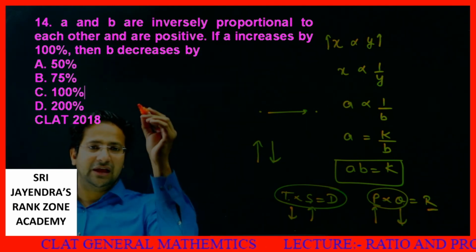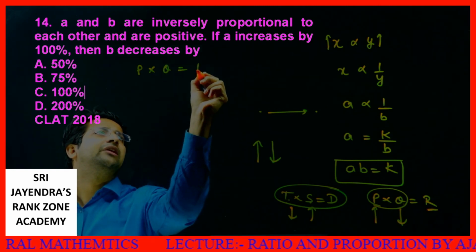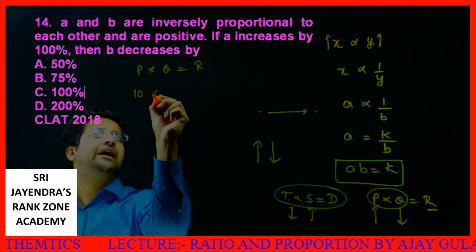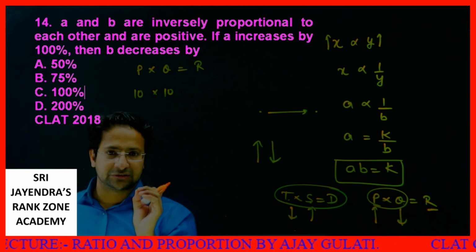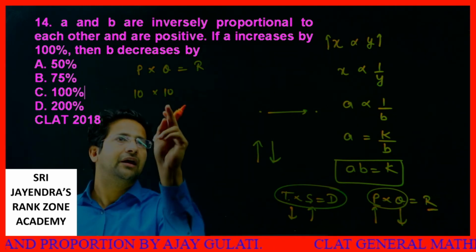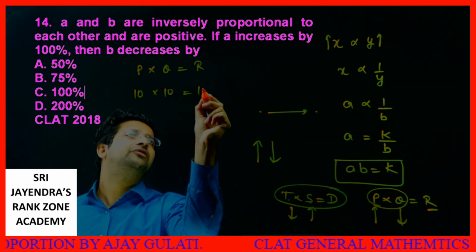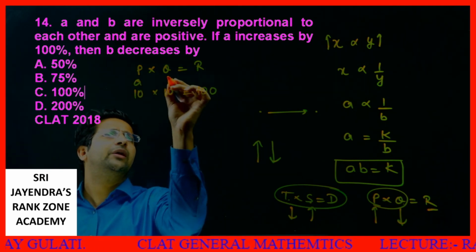I take a very basic example. Let's say A and B. Again, price into quantity gives me revenue. Let's say both of them are 10 and 10. I purchase a thing. Suppose I purchase a banana. A banana costs rupees 10. I purchase 10 bananas. How much do I pay? 100.